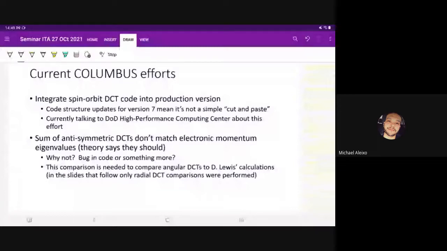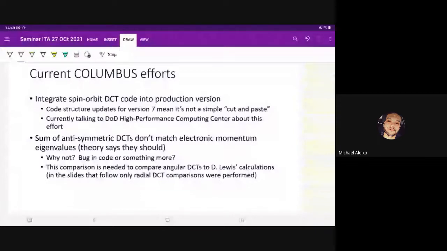But right now they don't seem to be. So the question is, is there another reason why they don't add up? Is it just a bug in the code that we have to track down? I don't know. So this is something that we need to do.